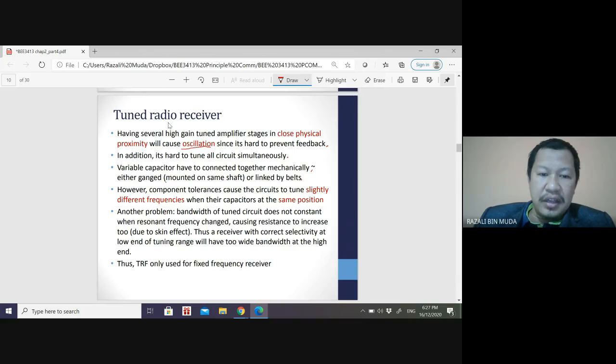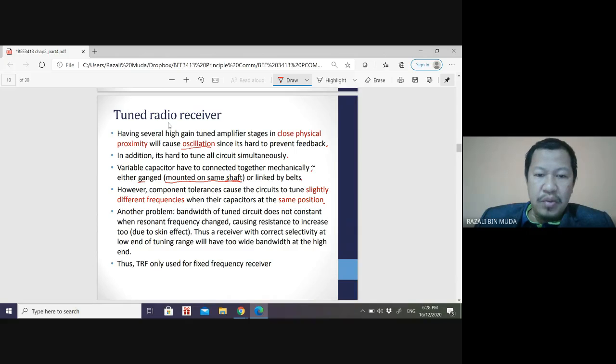Gang meaning that when you change the value of one capacitor, the other will change. Okay, so it is called gang. So basically it is mounted on the same shaft. Okay. However, component tolerance causes the circuits to tune to slightly different frequencies when their capacitors are at the same position. This is the problem for the gang tuning.